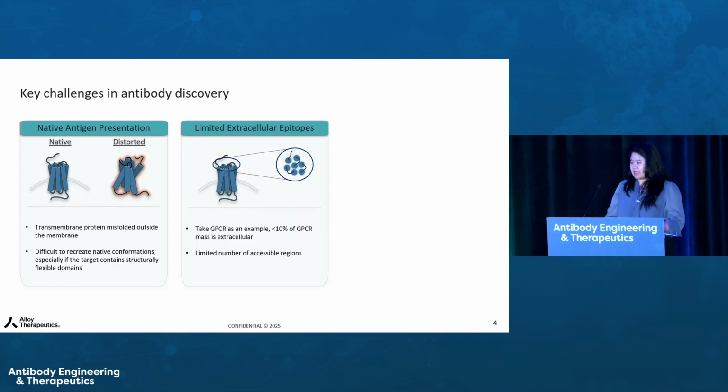And then for the second part, we also experience low extracellular domain region in general. Take GPCR for an example. There's less than 10% of the overall GPCR that is expressed outside of the cell membrane, and that makes the targeting of that specific receptor very difficult.